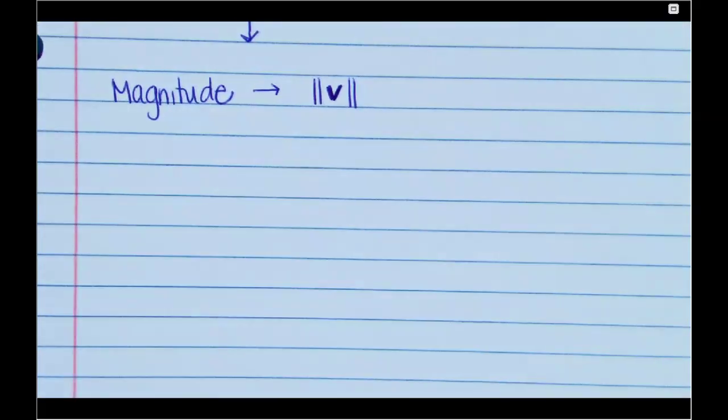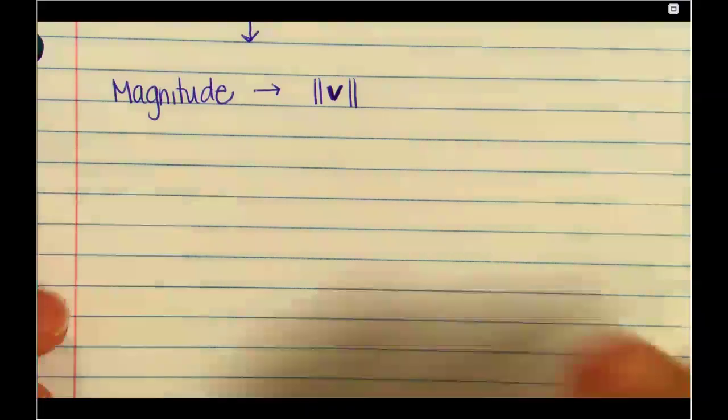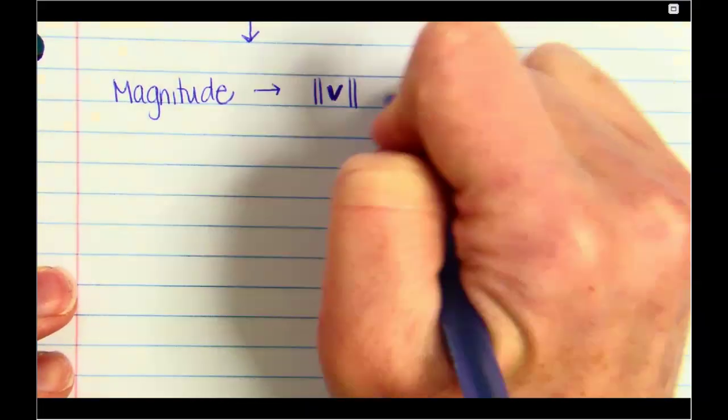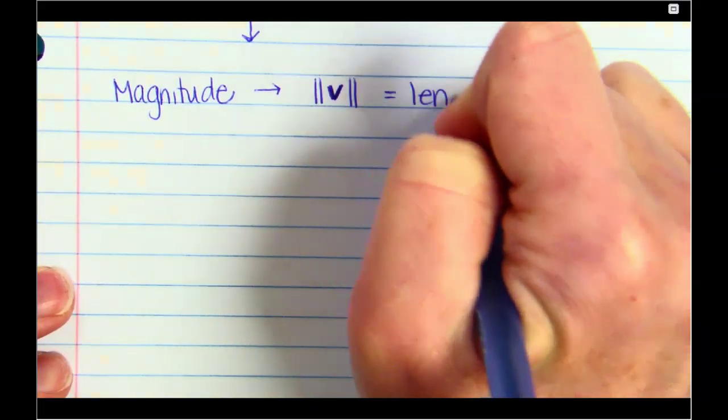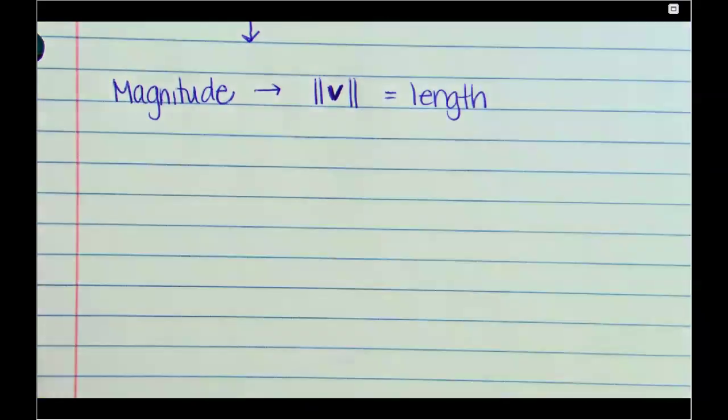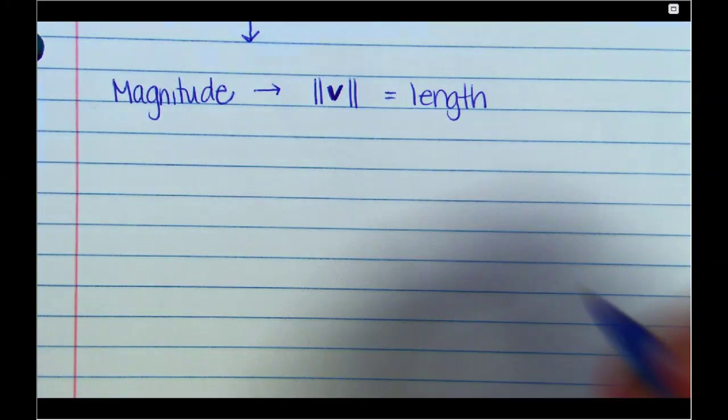So it looks like a double absolute value line. When you see that, that means that you're finding the magnitude of that vector. Magnitude is just another way of saying the length of the vector. Magnitude of a vector is the length of the line segment, basically.